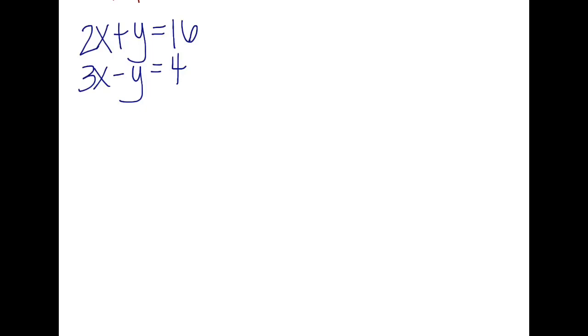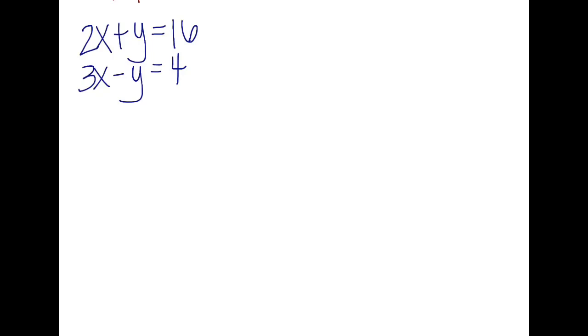The word eliminate, we know what that means. It means to get rid of something. So elimination, the whole point of it is to add or subtract two equations together to get rid of, or eliminate, one of those variables. In this case, you can see that we have a positive y in that first equation and a negative y in that second equation.